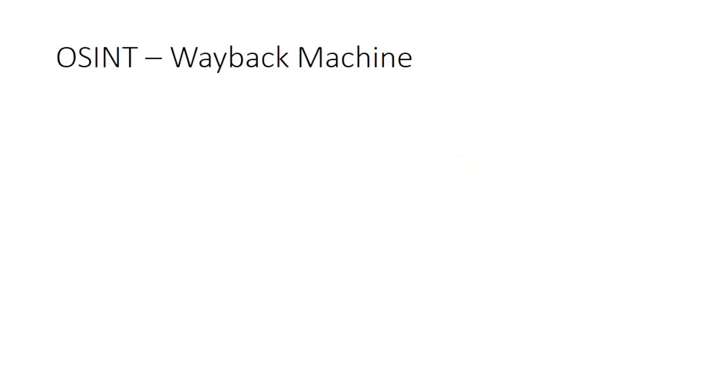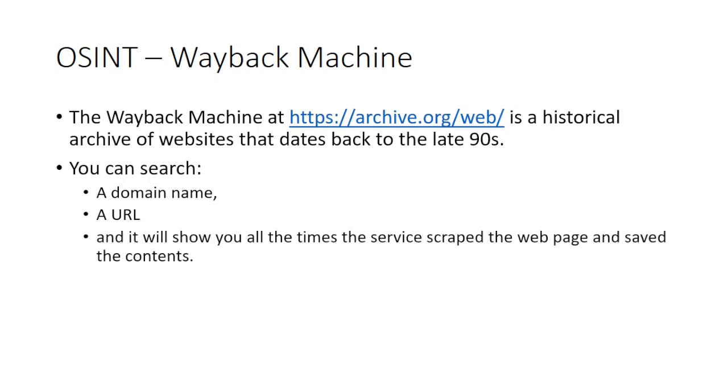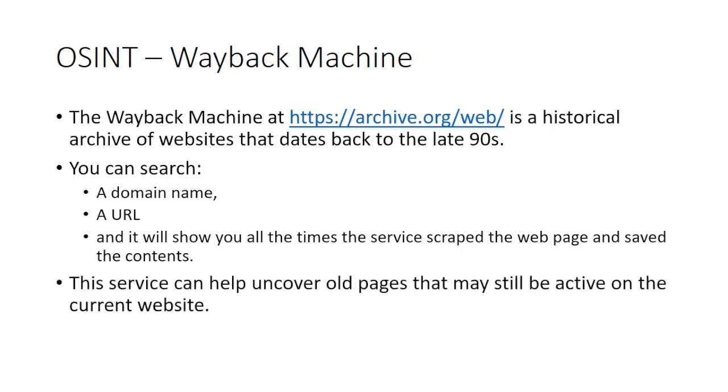Another interesting tool is the Wayback Machine. The Wayback Machine, which is at archive.org/web, is a historical archive of websites that dates back to the late 90s. You can search here for a domain name or a URL, and it will show you all the times the service scraped the web page and saved the contents. So this service can help uncover old pages that may still be active on the current website.